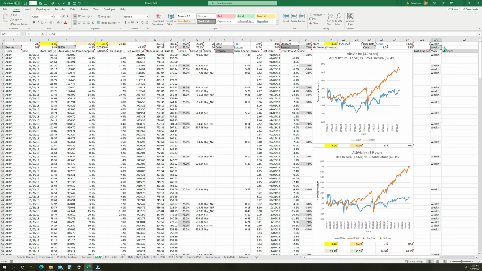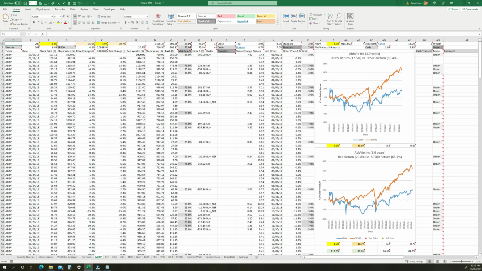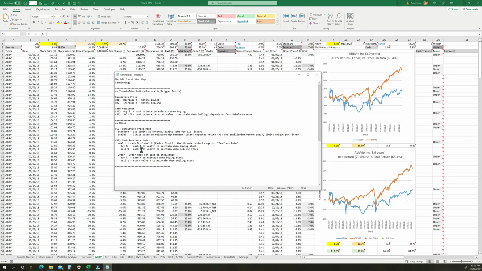Let's change it from wealth to order. Now, when in the order mode, these cash rebalance thresholds have a different meaning. So instead of, like in the wealth mode, where those thresholds had to do with a percent of wealth, the thresholds now have to do with a percent of cash if you're buying, or a percent of stock value if you're selling.